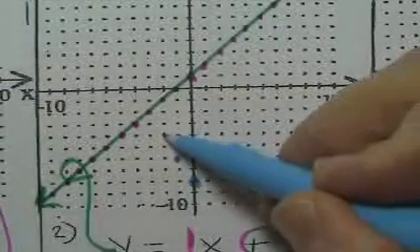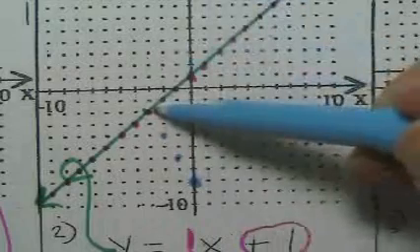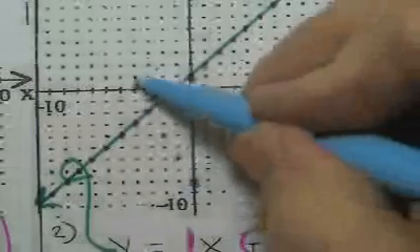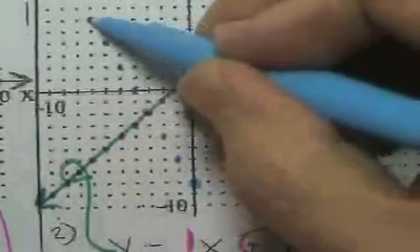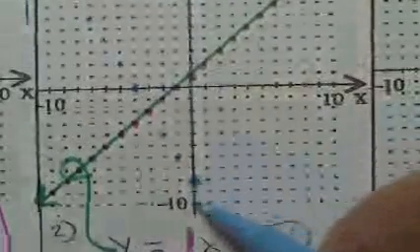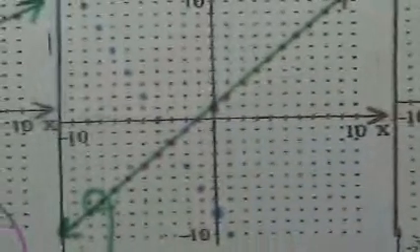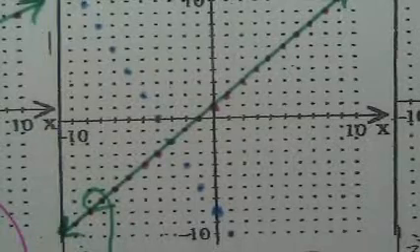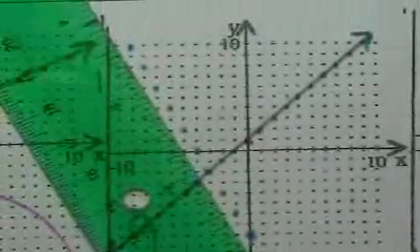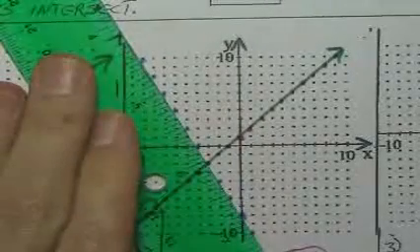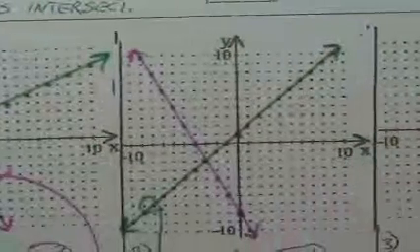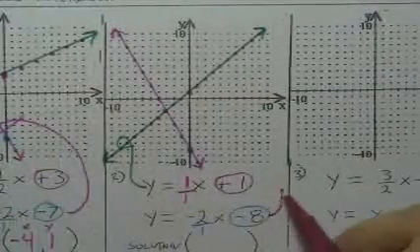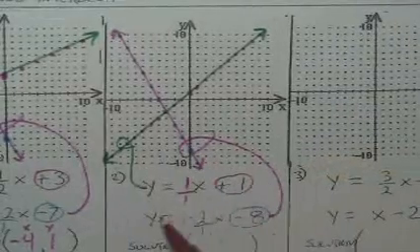Up 2 over 1. You see where they intersect right there. I'll keep going up 2 and over 1. I just like doing this. You can go down 2 over 1. Okay, take the straight edge and go all the way through, edge to edge. And then go ahead and label it. So I'll just go like this. This way I know this equation is this line.